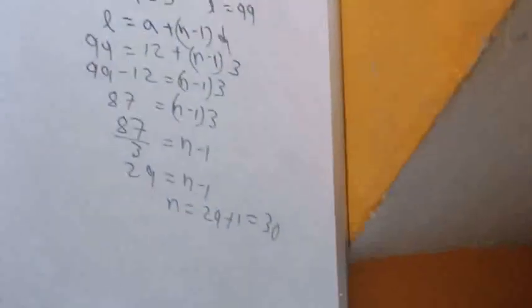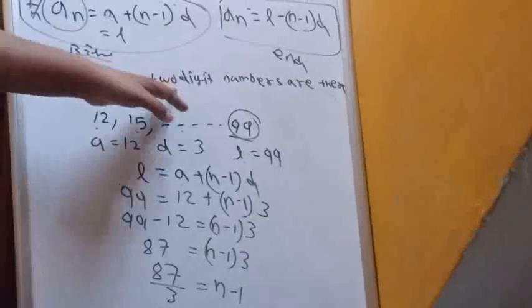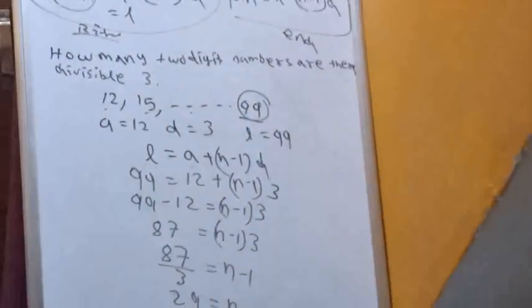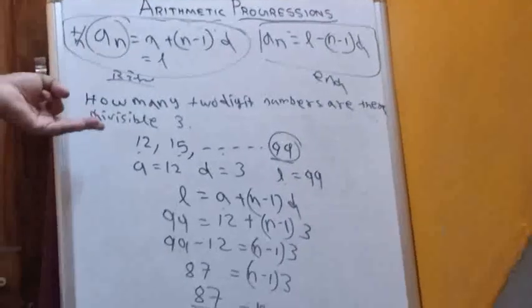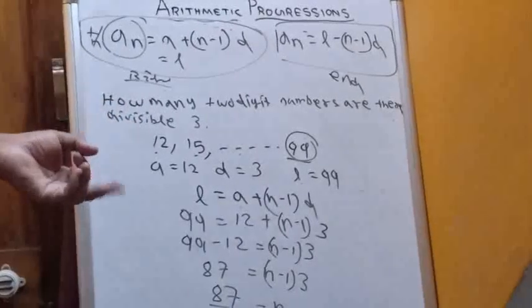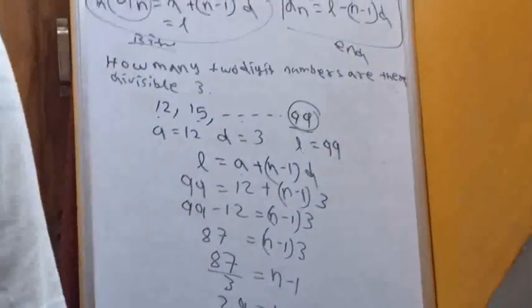Equal to 30, how are you getting the number? You know, first you think about which is the starting 2-digit number. First I told 10. 10 is not divisible by 3. Then I told 11. Then I told 12, but 12 is divisible by 3. Then 13 is not divisible, 14 is not divisible, but 15 is divisible. Like that you can write.